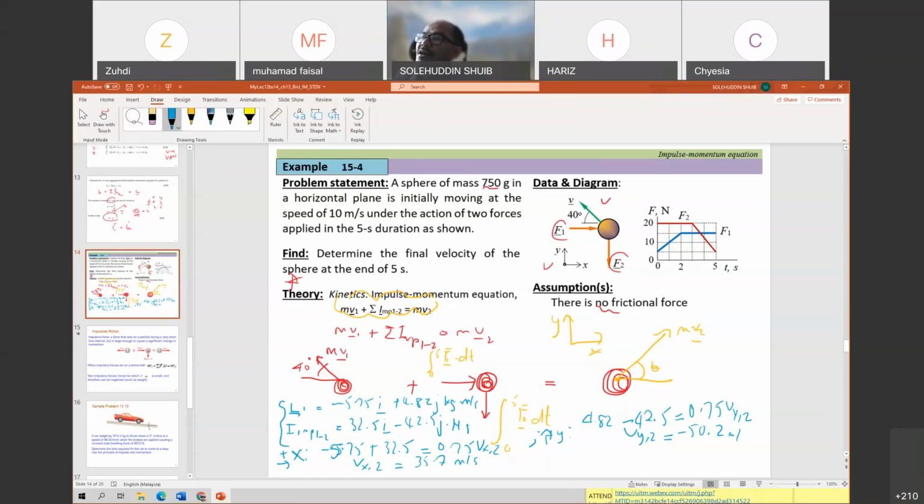Okay, we didn't finish yet. Read the question carefully. The question asks us to find the final velocity of the sphere. So we have to add these two components together. So V2 equals 35.7 i minus 50.2 j meters per second.